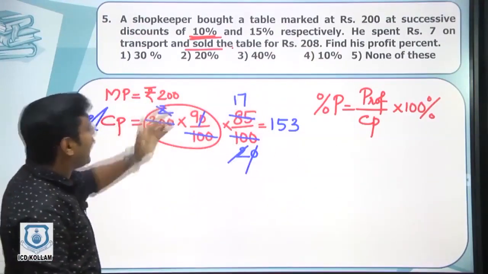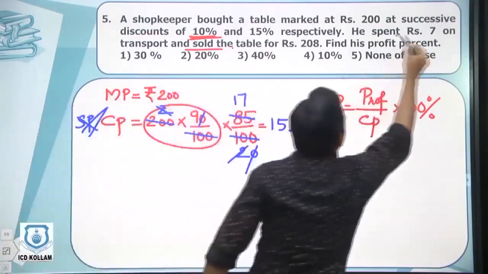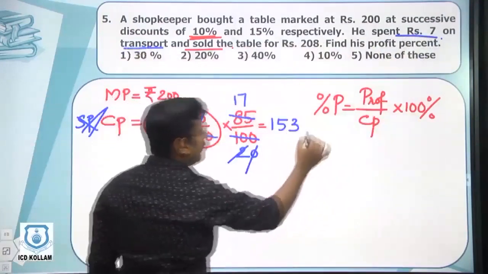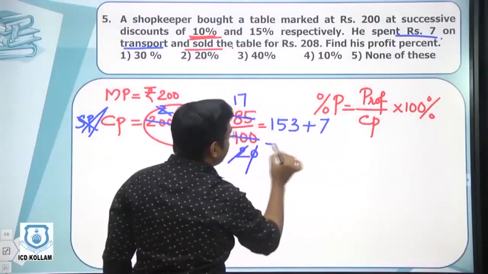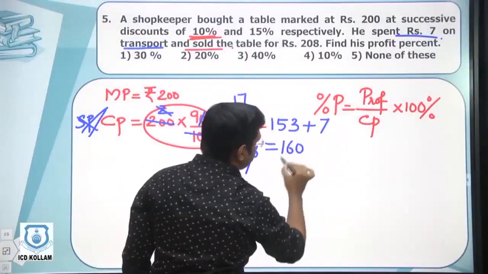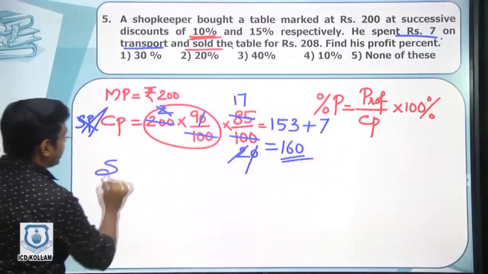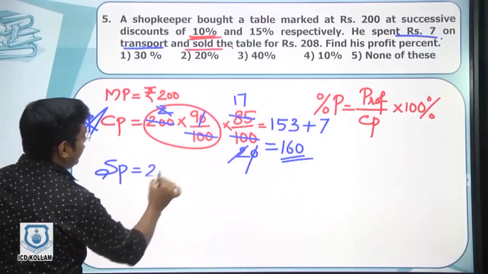Okay, after that, another point is given. He spent rupees 7 on transport. So we should consider that extra expenditure also, plus 7. As a result of that, his final cost price becomes 160. Yes, we got the cost price. Also, the selling price is clearly given, that is 208.